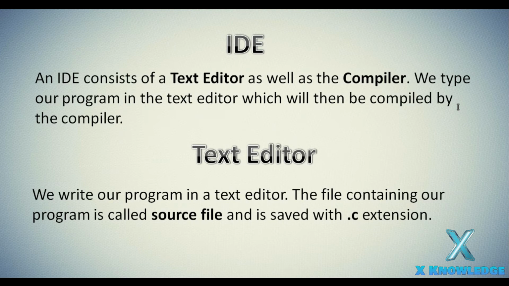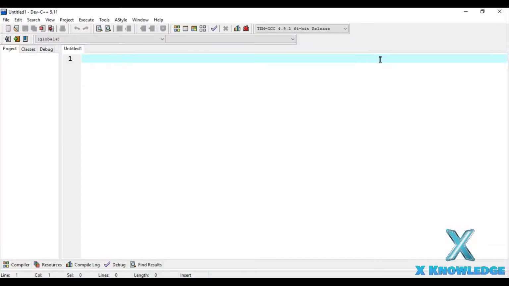Now the next thing we will be doing is writing and running a C program, so that you get an idea of how to save a file with the .c extension and how the compiler works. So let's go to Dev C++, which is an IDE. Okay, so I'm in Dev C++, and I will be writing a program which will print hello world as an output. So let's start.